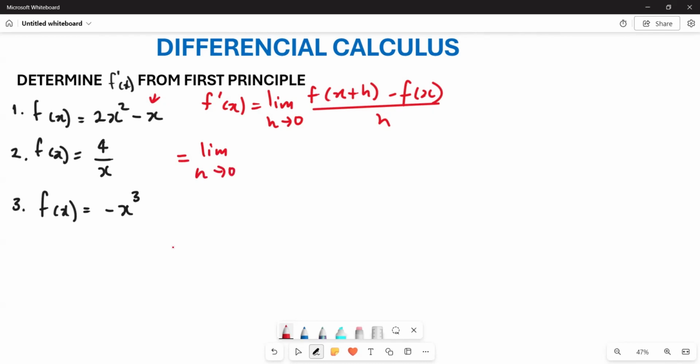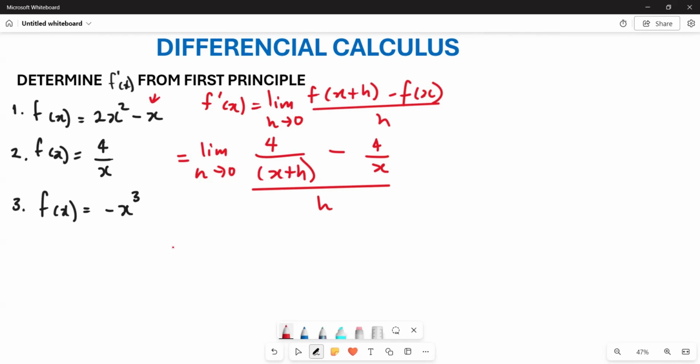Now from here, what is it that you're going to do? You're going to start by substituting. This is the same as 4 over (x plus h), close bracket, and this is going to subtract 4 over x. And all of this is going to be divided by h. Are we together? Now, this is the correct way of substituting, right? Can you see that I still took all the same equation, but where there was x in the first one, I substituted x plus h, right?